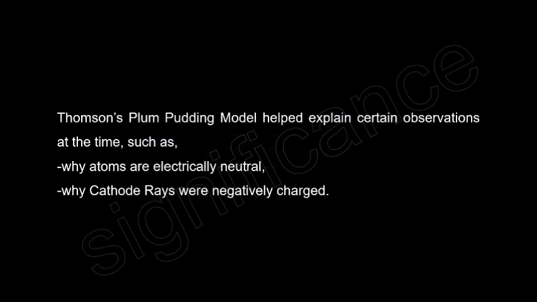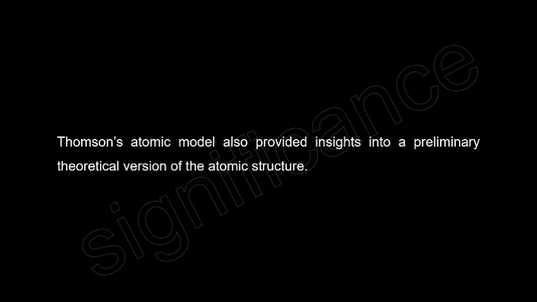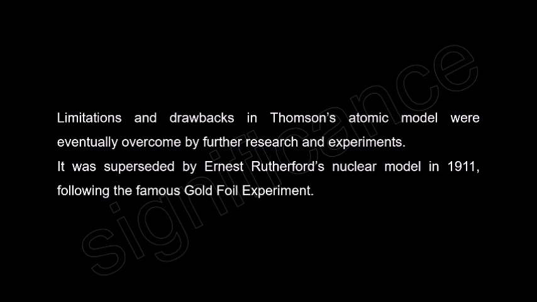Thomson's plum pudding model helped explain certain observations at the time, such as why atoms are electrically neutral, why cathode rays were negatively charged. Thomson's atomic model also provided insights into a preliminary theoretical version of the atomic structure. Limitations and drawbacks in Thomson's atomic model were eventually overcome by further research and experiments. It was superseded by Ernest Rutherford's nuclear model in 1911, following the famous gold foil experiment.